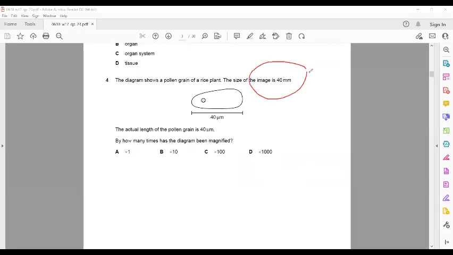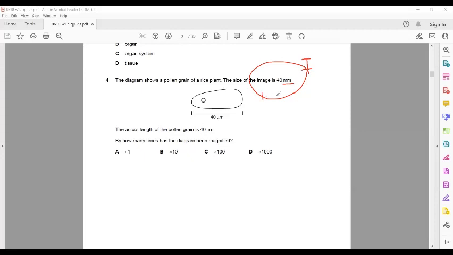This is what you have measured. 40 millimeter is quite big, and it means that you have used the ruler to measure it. So it's what you have drawn. Its image size is what you have measured. And this is in millimeter, you need to do the conversion first.